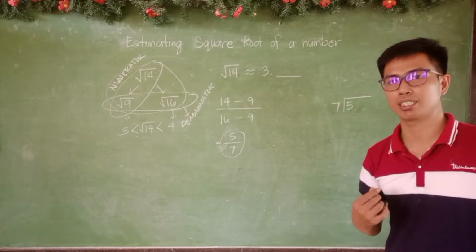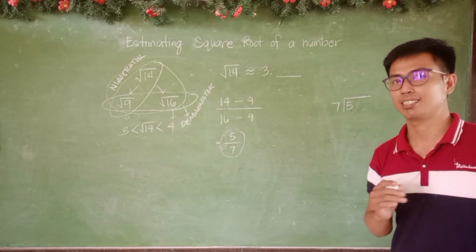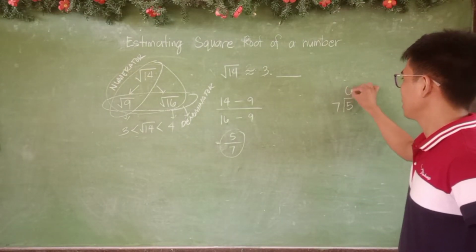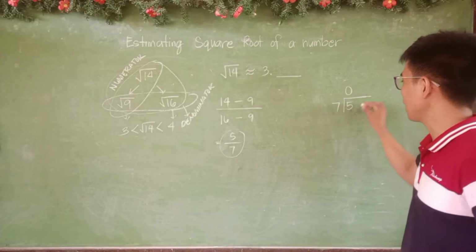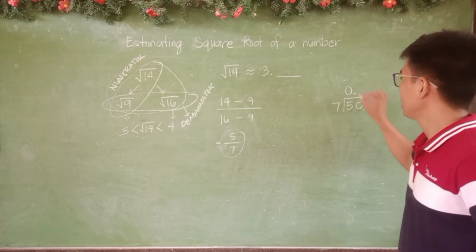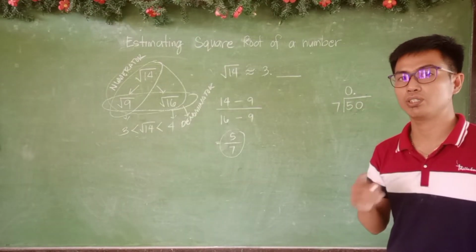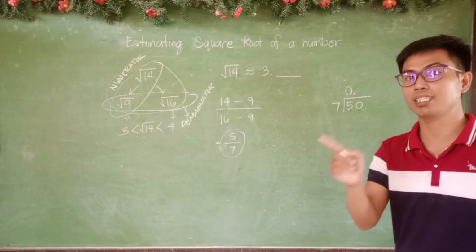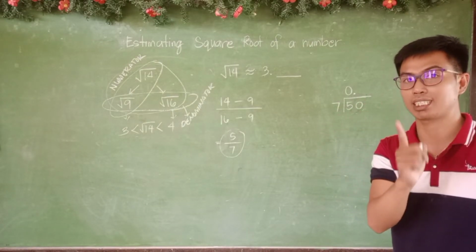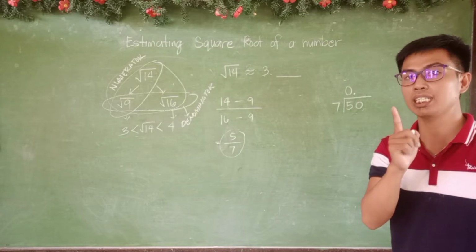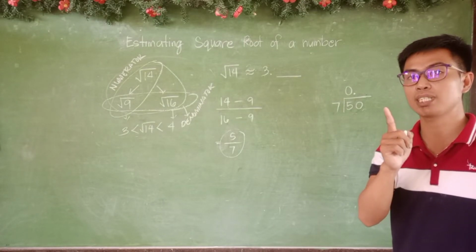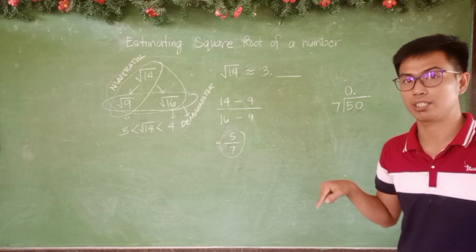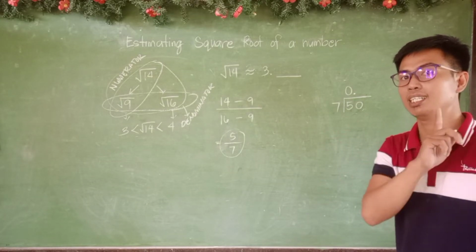How many 7s are there in 5? There is none, so that means 0. And after that, you just need to add 0. And if you add 0, you add the decimal. Kapag mag-add kayo ng 0, mag-add kayo ng decimal. Isang beses nyo lang gagawin yung pag-add ng decimal. Kung nag-add na kayo ng decimal, hindi na kayo magdadagdag kahit mag-add kayo ng 0.